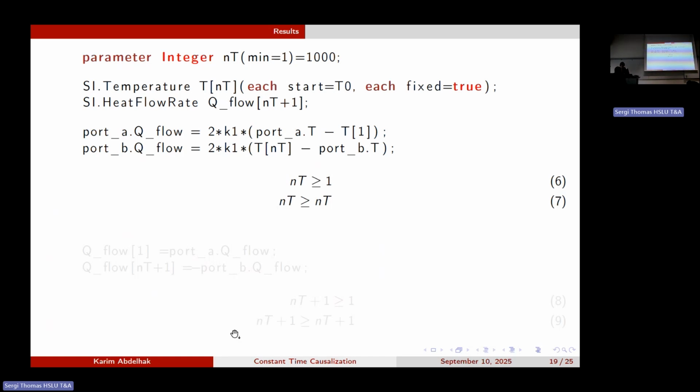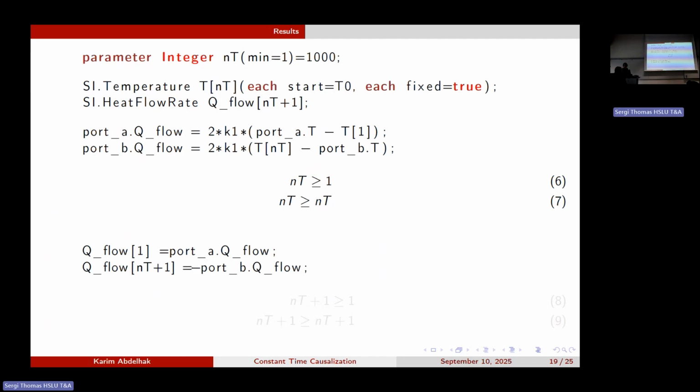This is this constraint here because it's accessed as 1. So the dimension of nt has to be at least 1. And nt has to be greater than nt because of this. These are obviously trivial constraints, but I just want to showcase how to actually gather these.